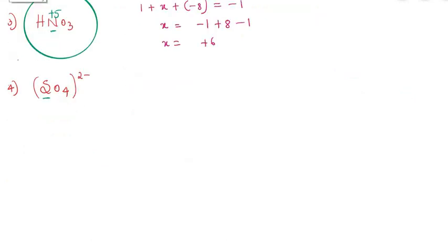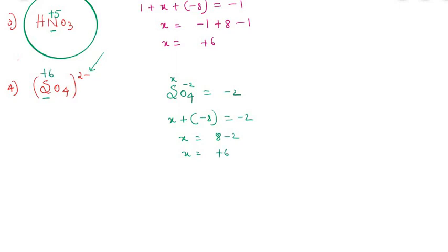Now the next one is a sulfate anion, and we have to find the oxidation state of sulfur in the sulfate anion. So I'll write here SO4, and that will be equal to -2, because the charge has already been mentioned here, -2. And oxygen is -2, and I have to find it for sulfur, that is X plus 2 into 4, which becomes -8, equals -2. Now X is equal to 8 minus 2. X is equal to +6. So the oxidation state of sulfur in the sulfate anion is +6.